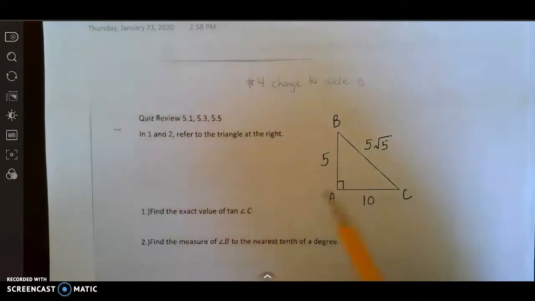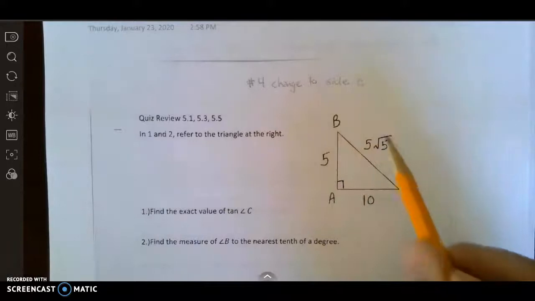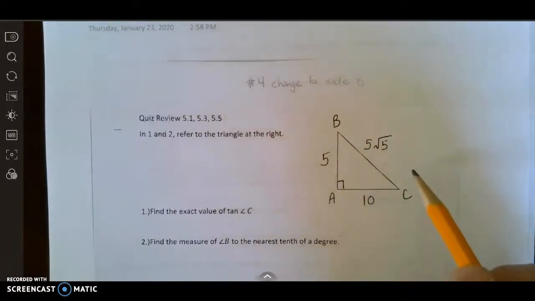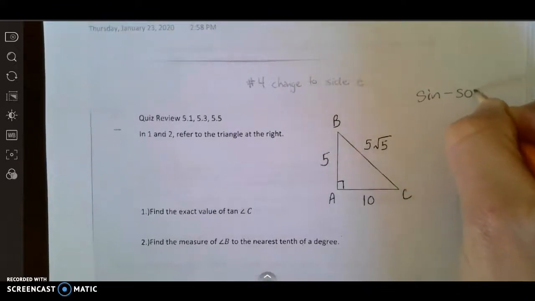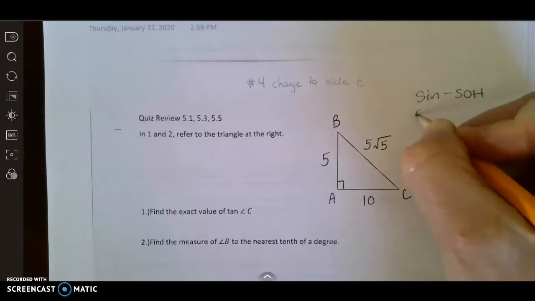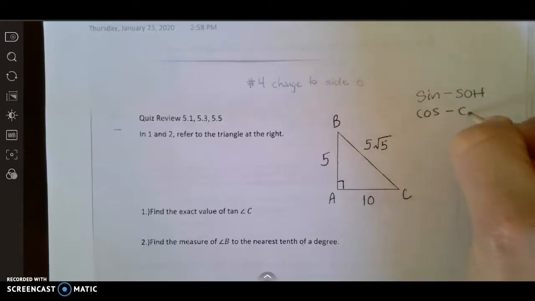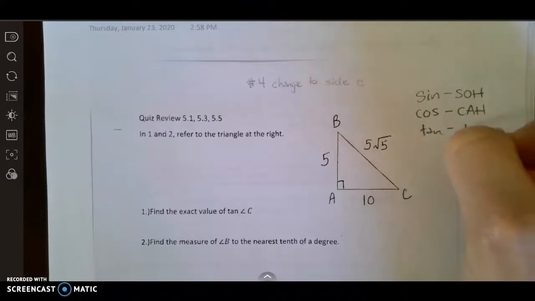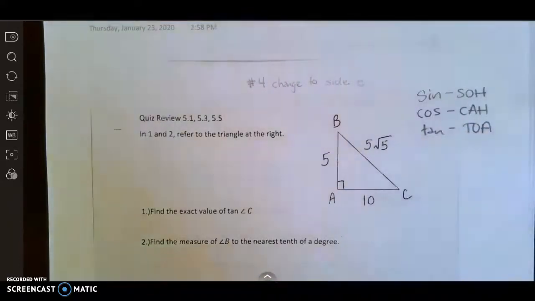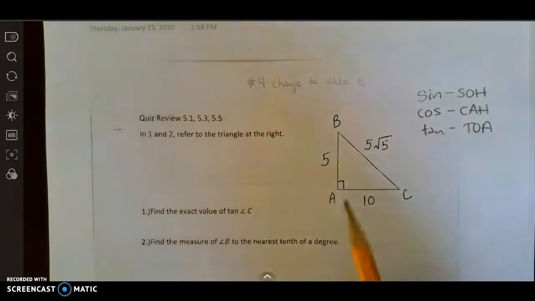Well, first of all, I want you to notice that this is a right triangle. Because this is a right triangle, we can use right triangle trig. We can use sine, cosine, and tangent. We do not need to use law of sines or cosines. We only use law of sines or cosines if it's not a right triangle.